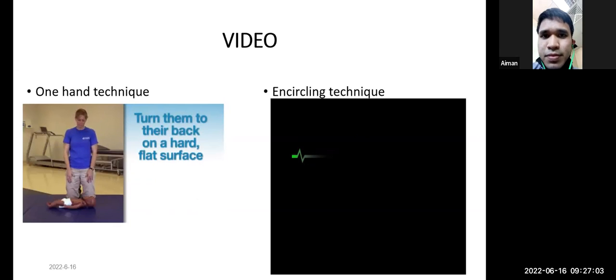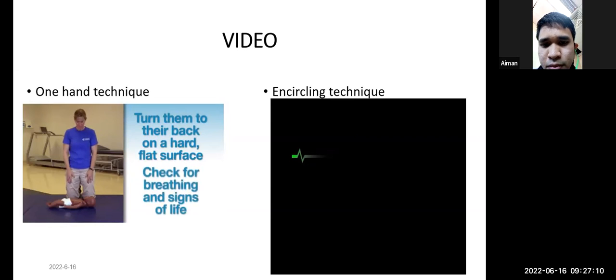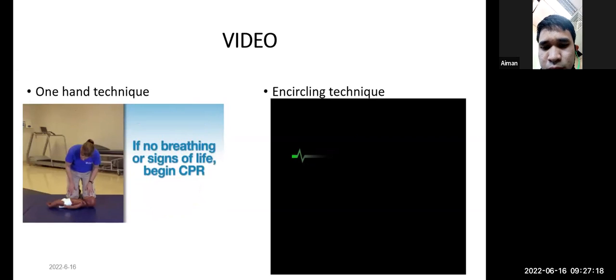Call 911. If the infant is lying on their stomach, turn them onto their back. They should be lying on a hard, flat surface. Check for breathing and signs of life. Watch their chest for any normal movement. Look for signs of life and breathing for no more than 10 seconds.